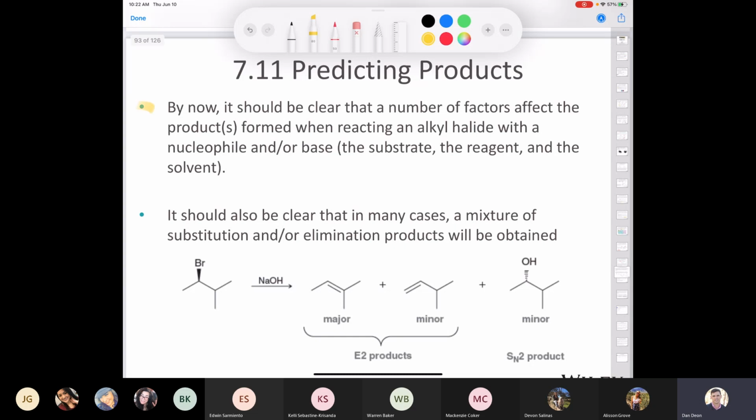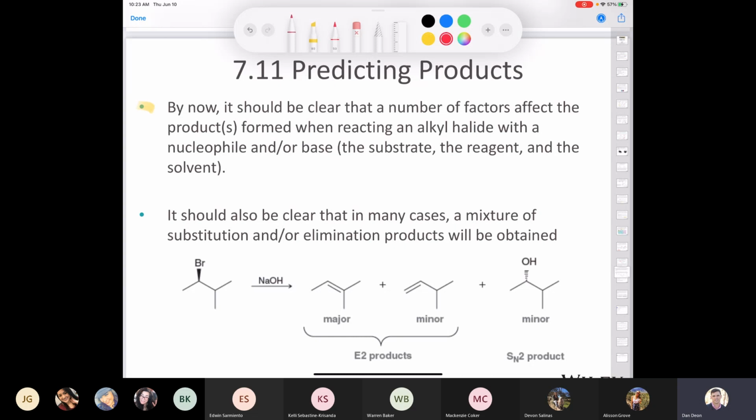So I'm just going to read right off the slide. It says that right now it should be clear that a number of factors are going to affect what products will be formed when you react an alkyl halide with a nucleophile and/or base. We've got to consider the substrate, the reagent, and solvent. All of those things have to be taken into account. In a lot of the cases that we've looked at, we end up with mixtures.